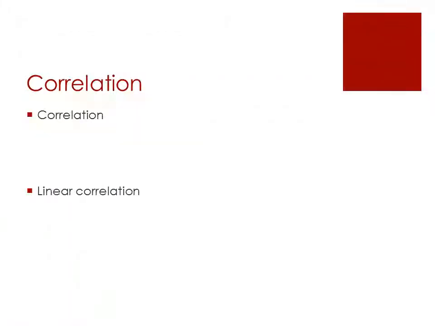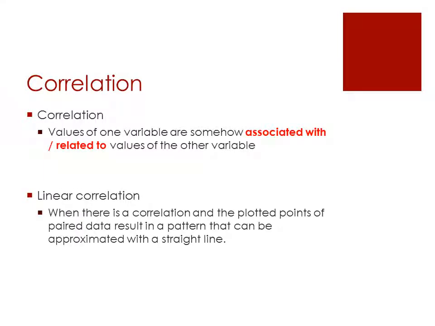So we're looking here at a correlation and then a linear correlation. A correlation means that the values of one variable are somehow related to values of the other variable or are associated with them. So there's some relationship between the two variables. A linear correlation, which is what we're going to be focusing on here, is when there's a correlation and the plotted points of the paired data result in a pattern that can be approximated by a straight line. So a correlation is a relationship between any two variables, and a linear correlation, which we're going to focus on here, specifically means that the pattern of connections can be approximated with a straight line.